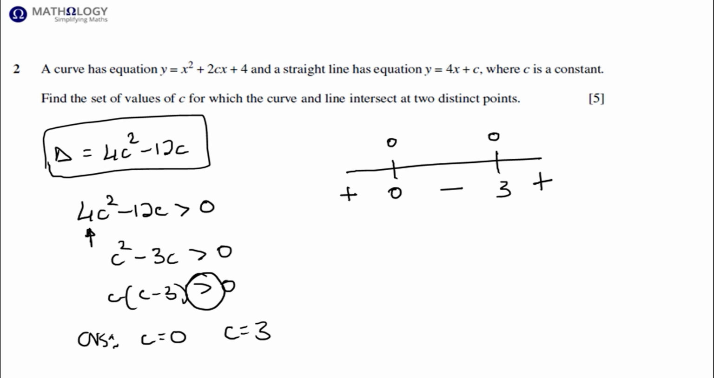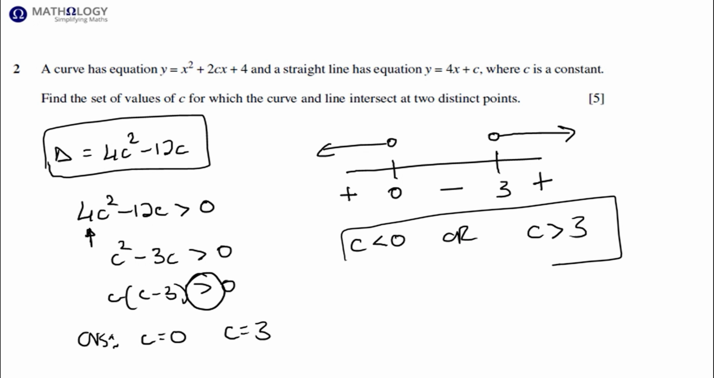And because the inequality is greater than 0, we now point an arrow in the regions we've marked with the plus sign. So, sorry, not x. c is less than 0 or c is greater than 3. You get the same solution whether you draw a sketch graph or do it algebraically.